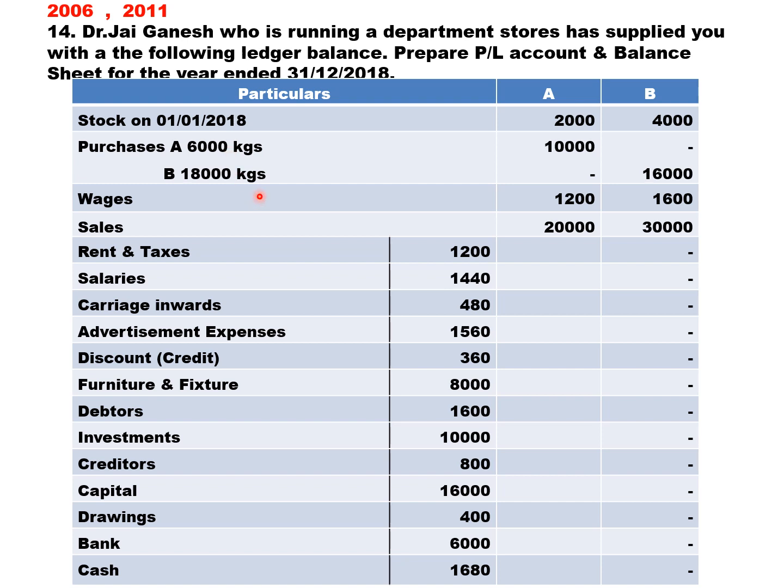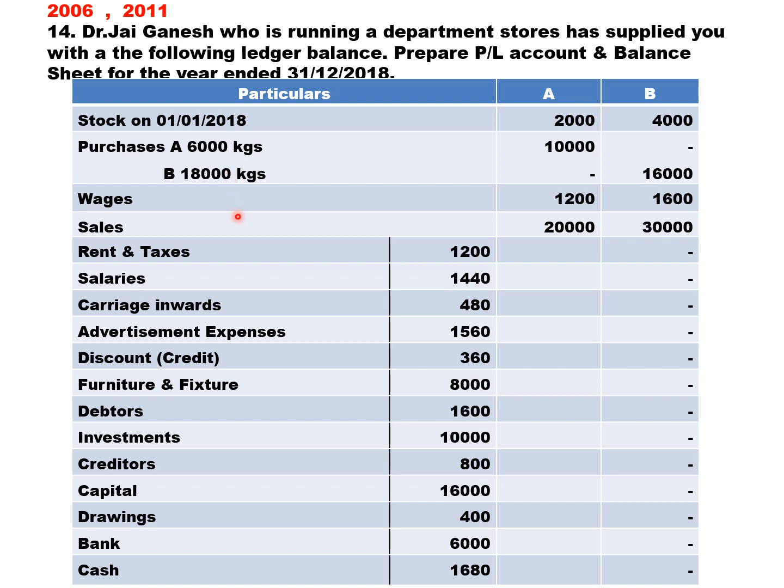If kgs are not given, you can take the amount as the ratio. If kgs are given, then you need to take kgs as the ratio. Purchases A 6,000 kg, B purchases 18,000 kg. So simplify, 6 ones are 6, 6 threes are 18. So therefore the purchase ratio will be 1:3.